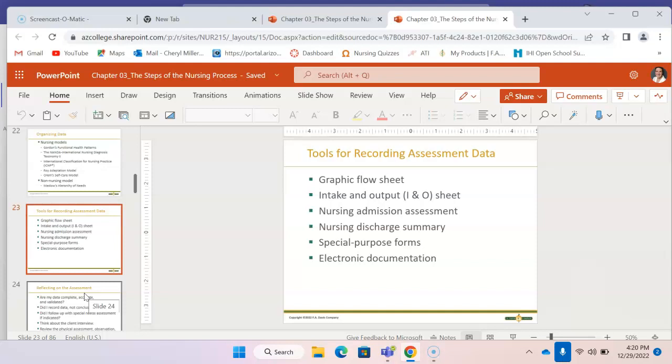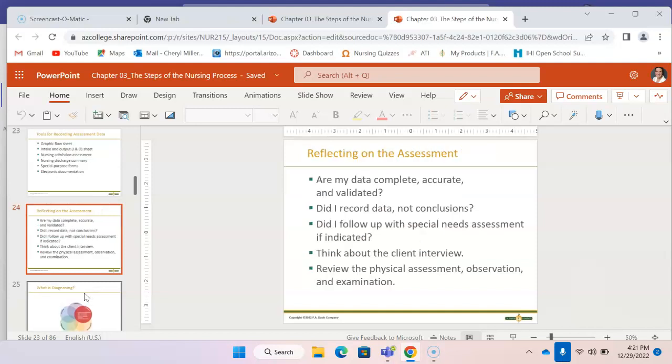So, tools for diagnosing and recording that assessment data that we find: graphic flow sheets, I&O sheets, nursing assessment sheets, nursing discharge summary, special purpose forms, electronic documentation. We will be using the EHR in ATI quite frequently this quarter to get you used to it. There is a lot of electronic documentation that we can do in the sim lab that mocks the real work environment for you. So we'll be going through that.